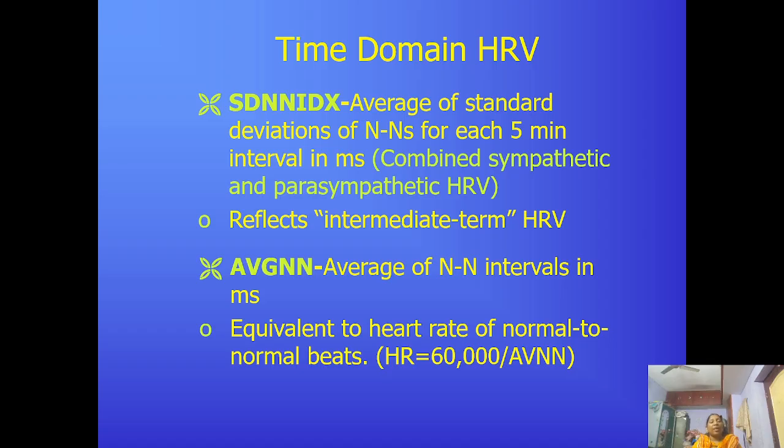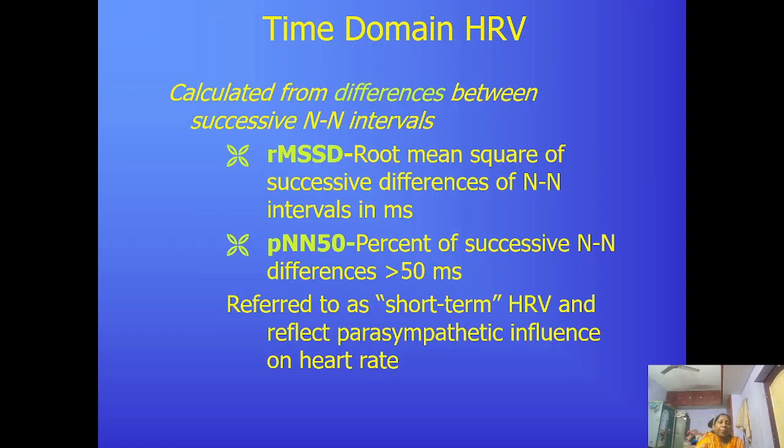Then we have the average N to N, the average of the N to N interval, which is measured in milliseconds. So you can calculate the heart rate by the formula 60,000 divided by average N to N. This will give you the heart rate.